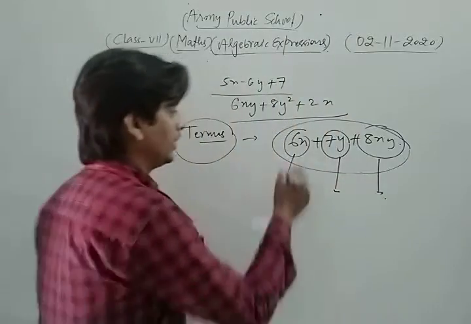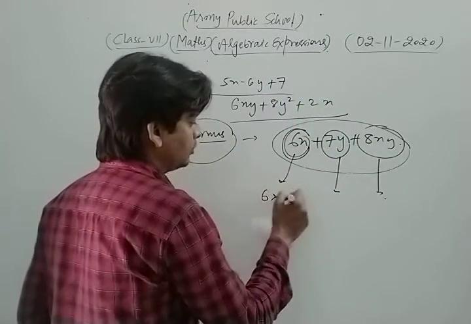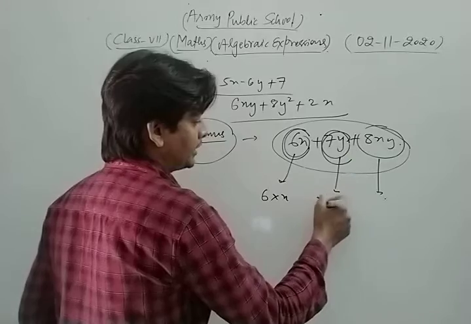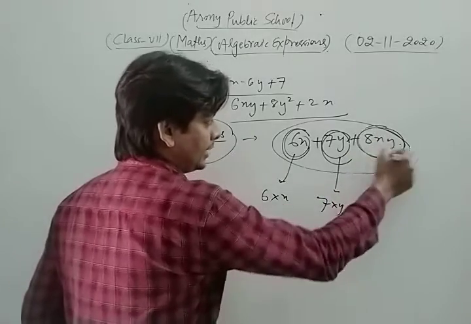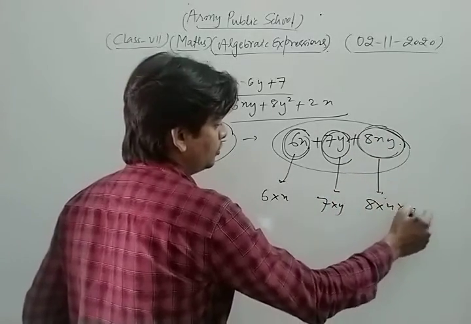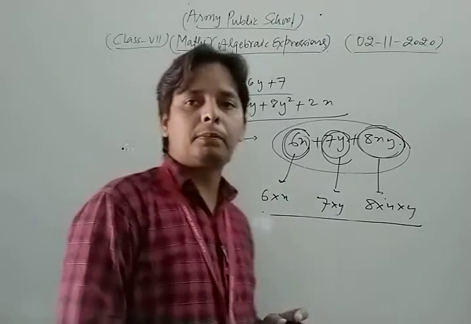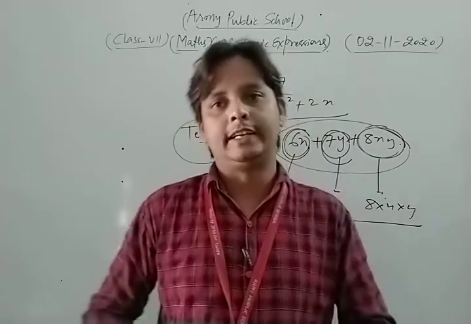And for factors, the first term has the factors 6 and x, the second term 7y has the factors 7 and y, and the third term has the factors 8, x and y. Thus these are the concepts of algebraic expressions, terms and their factors.